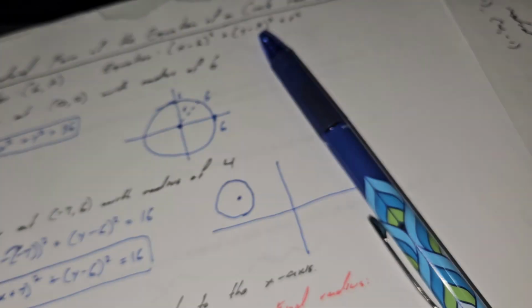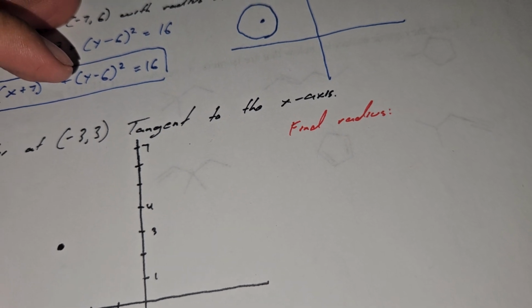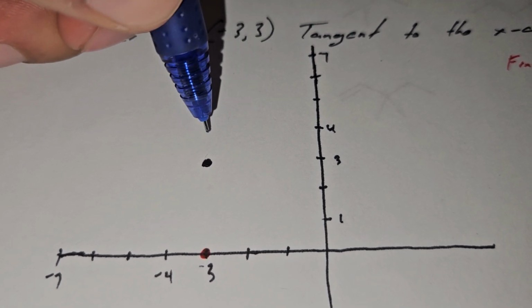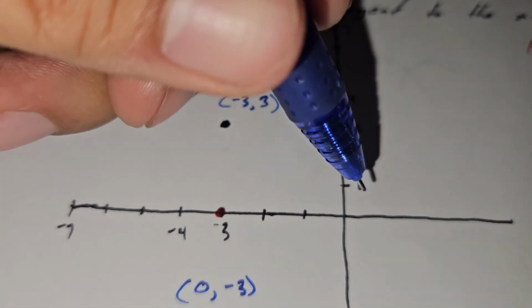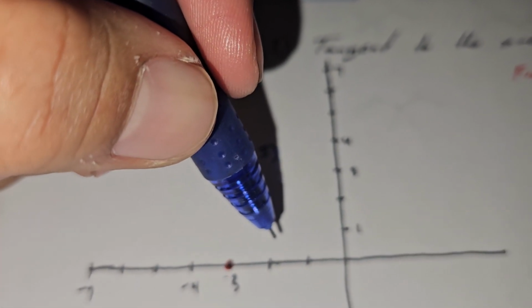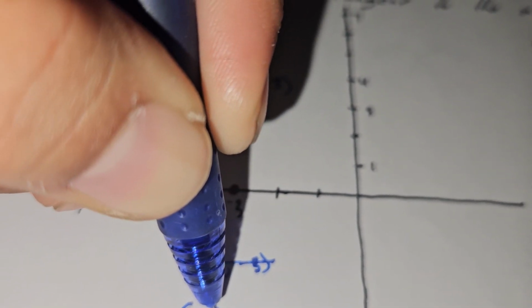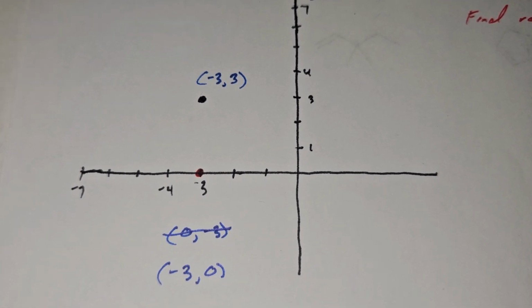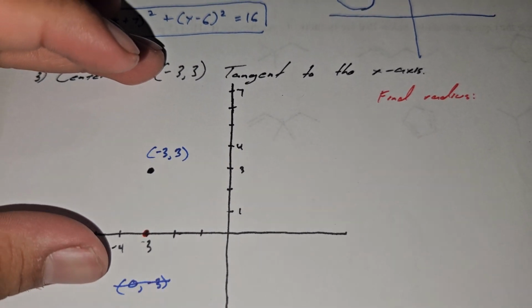Actually, let me do this in blue pen. But yeah, we're going to find our radius now. In order to find our radius, let's label these points. This is going to be 0, -3, right? Actually no, that's our x. Sorry about that. It's going to be -3, 0. -3 is our x, 0 is our y. Same with this one: -3 is our x, 3 is our y. Sorry about that. Now that we've got our points labeled, let's go ahead and find the radius.